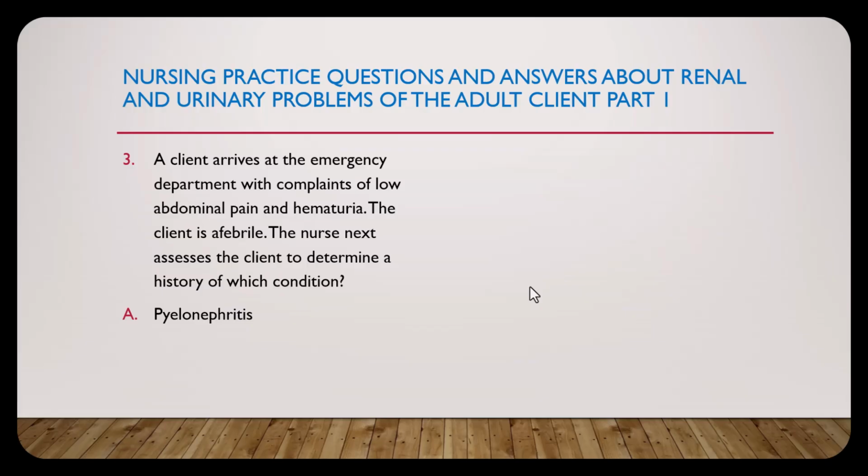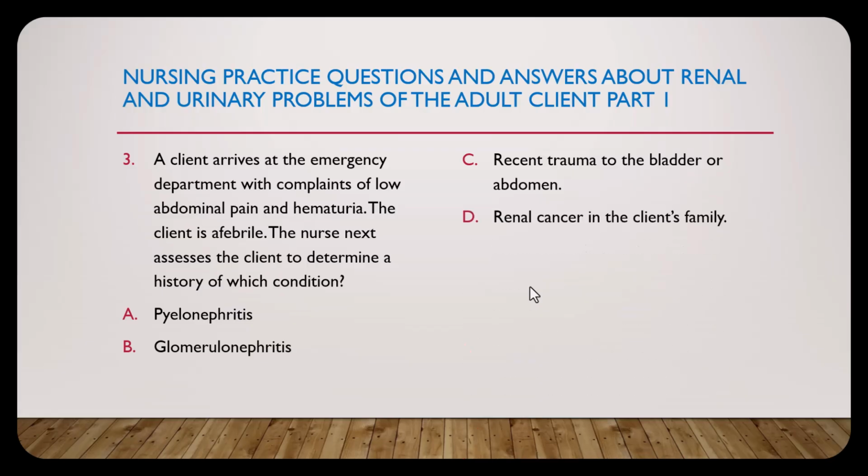Option A, pyelonephritis. Option B, glomerulonephritis. Option C, recent trauma to the bladder or abdomen. Option D, renal cancer in the client's family. Now, for this question, the correct answer is option C, recent trauma to the bladder or abdomen. Now, let's move to the rationale.